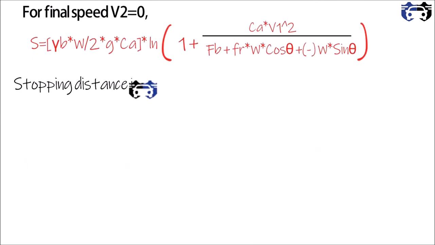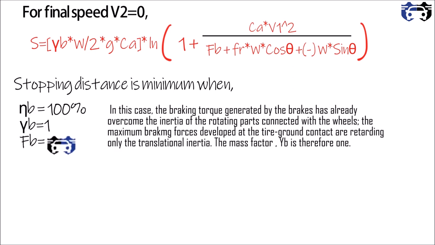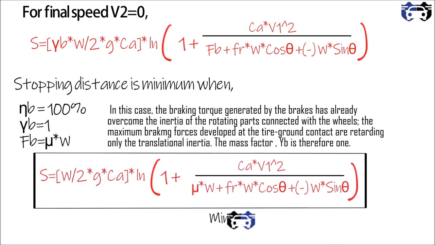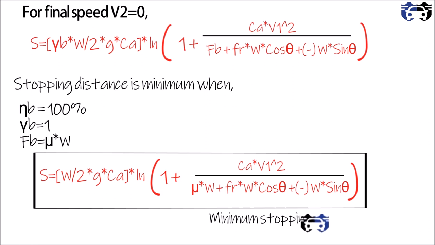Stopping distance is minimum when the braking efficiency is 100%, gamma B equals 1 and Fb equals mu into W. So from this we get the minimum stopping distance equals this. So this is our minimum stopping distance.